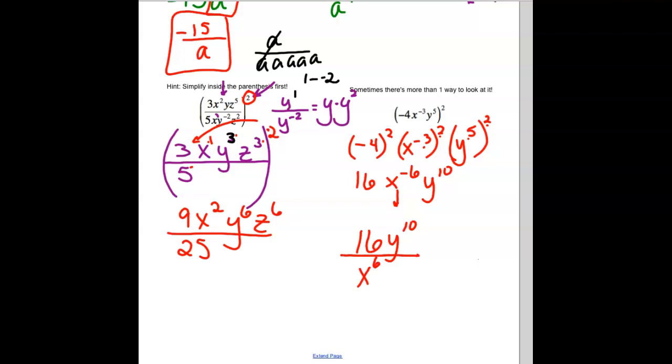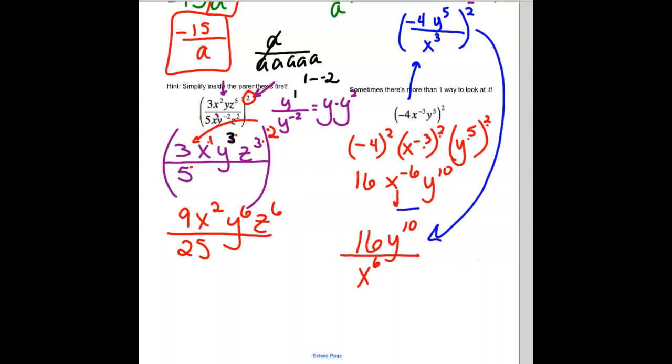Some people like to clean up the negatives first. So another way we could have done this is to say, I'm going to move that x to the negative 3. I'm going to flip it over, change my sign to be positive now, and do that before we do our squaring. But we still end up with the same final answer.